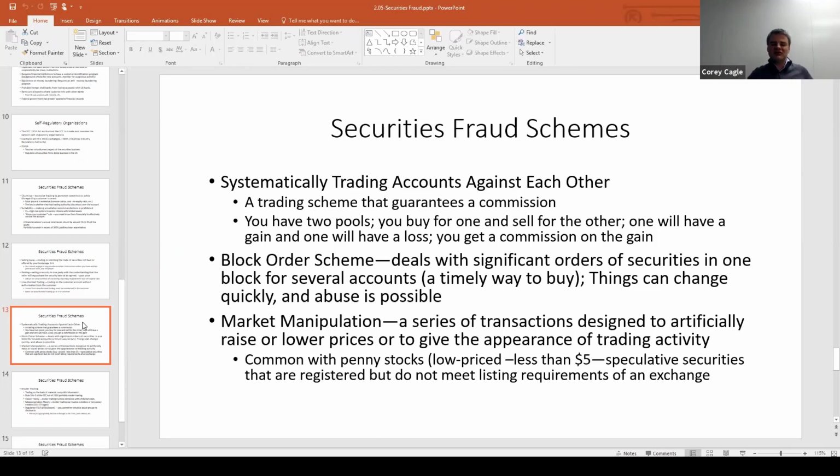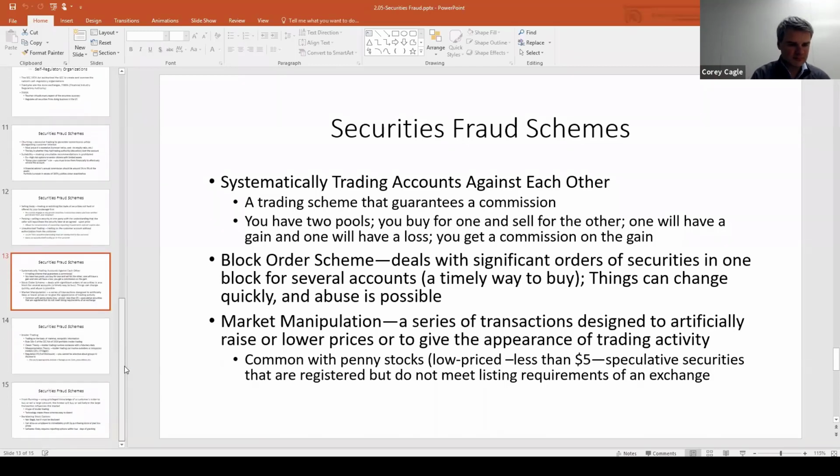Market manipulation is where you're transacting in a way to manipulate the market. That's the name, market manipulation. So designing these transactions to artificially give the appearance of trading activity. They mention it's common with penny stocks. They call them low price, less than $5 stocks. They're registered but don't have the listing requirements of an exchange.